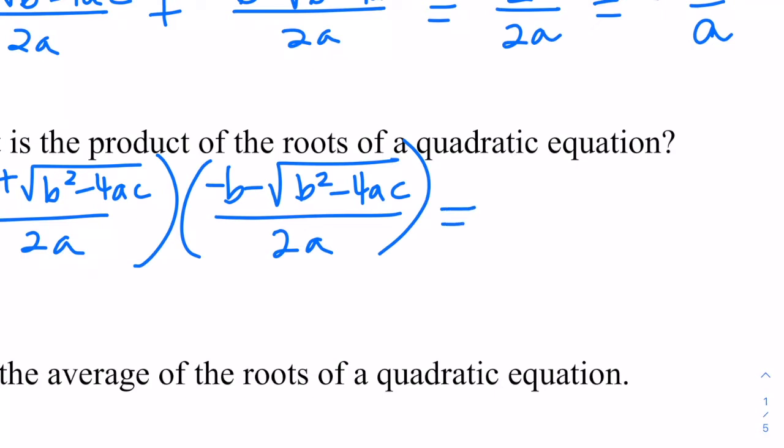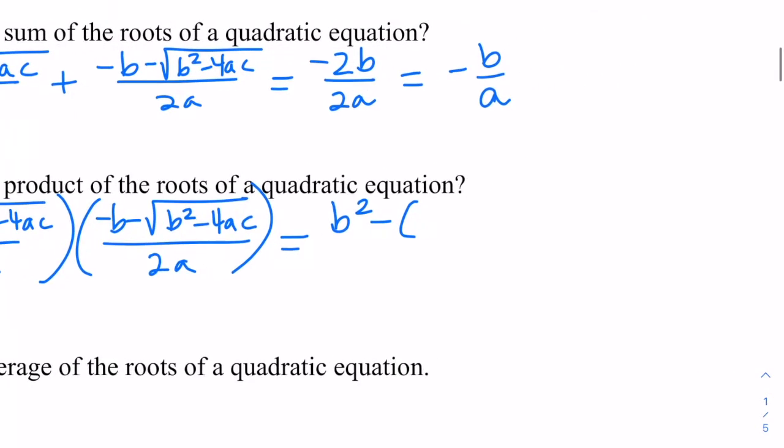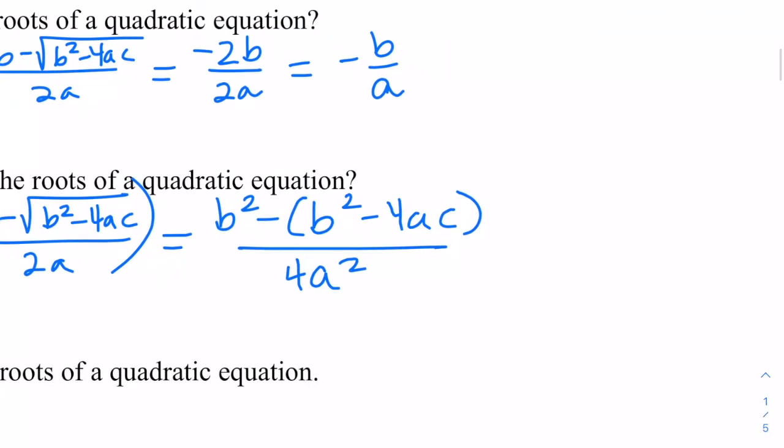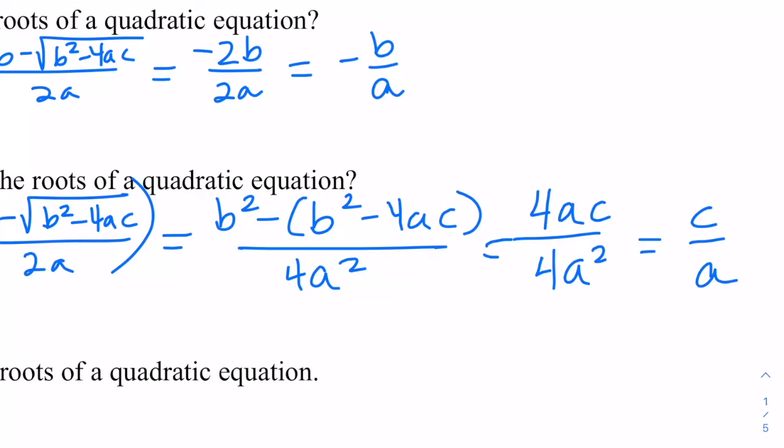So the first term will be b squared, and then we'll have minus b squared minus 4ac over 4a squared. Now those b squareds are going to cancel each other out, and remember that negative is going to distribute, so we'll have 4ac over 4a squared, which simplifies to equal c over a.